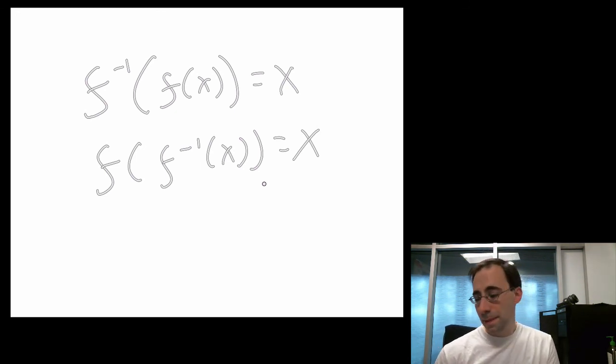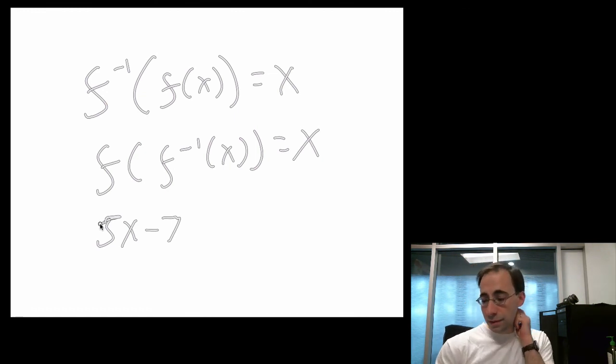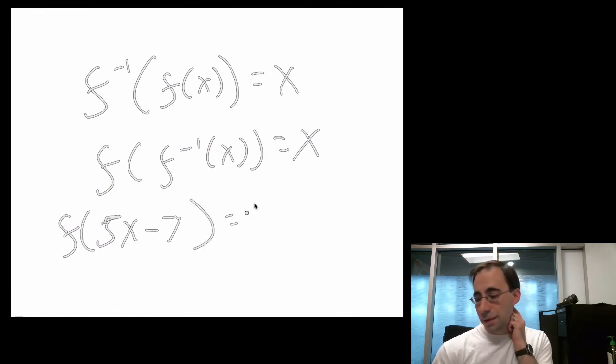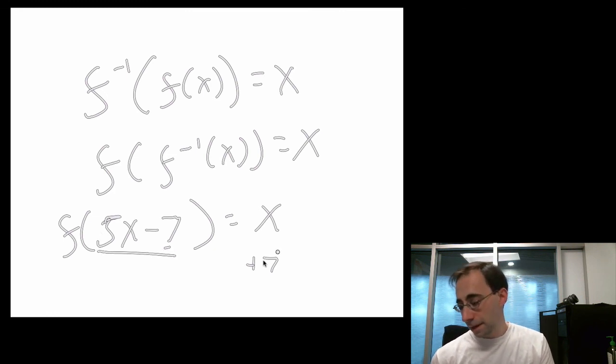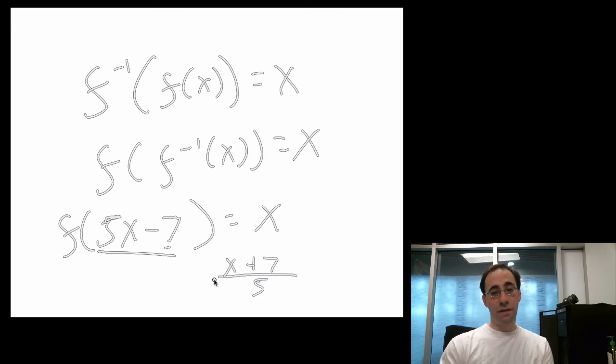Let's do a simple example. What's the inverse function of 5x minus 7? Well, it's the function that when you plug this into it, produces x. Well, let's see what we do there. If we first add 7 to this, then we'll get rid of that negative 7 right here. And then if we divide by 5, we'll get rid of this 5. So let's call the inverse function x plus 7 over 5.